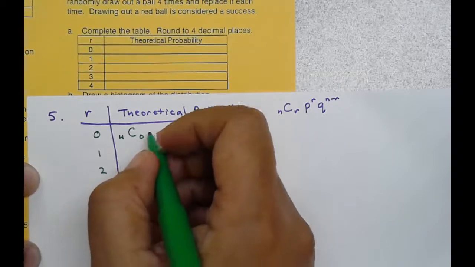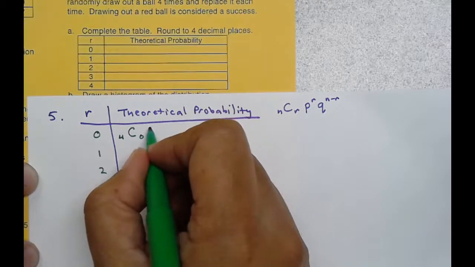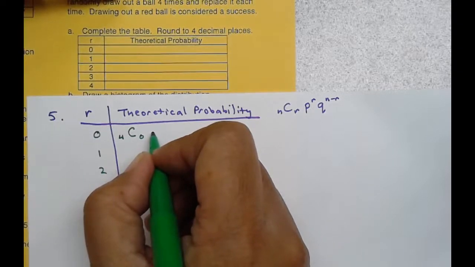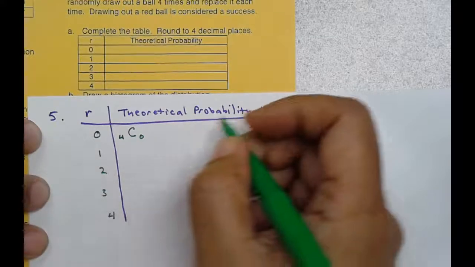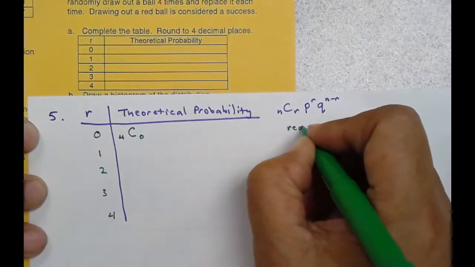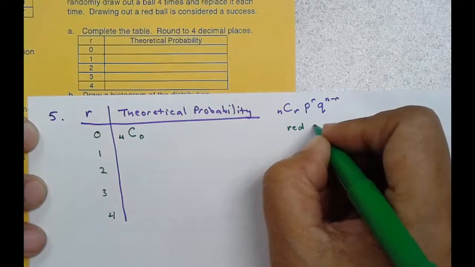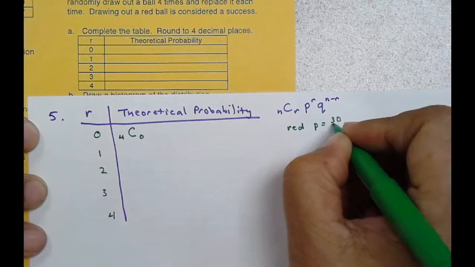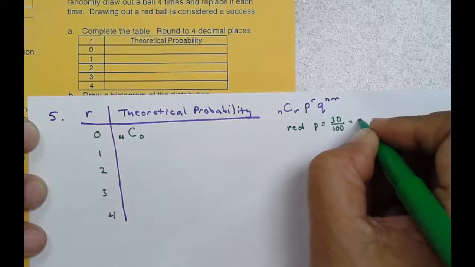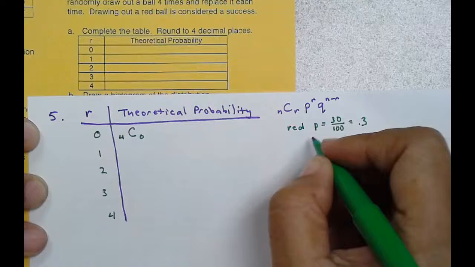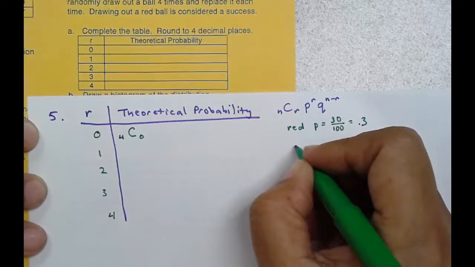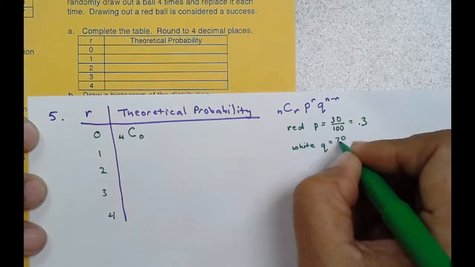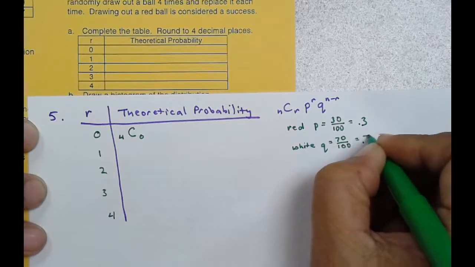Our success is the fact that there are a total of 30 red balls out of the total of 100. So keep in mind that the total number of red balls, which is the success, is going to be 30 out of 100, or if you want to, you can write it as 0.3. The failure is the fact that you're getting the white balls. That's Q, and that's 70 out of 100, or you can say 0.7.